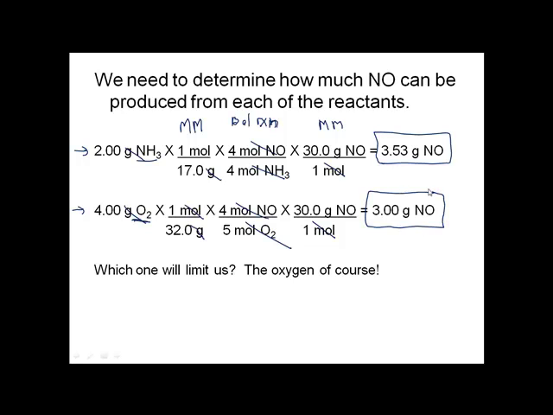So which one will limit us? In this case, of course, it's going to be oxygen because we could only produce 3 grams of NO. If we had more oxygen and the same amount of ammonia, we could produce 3.53 grams of NO. So for us, our limiting reactant is oxygen, and our theoretical yield of NO is 3.00 grams of NO.